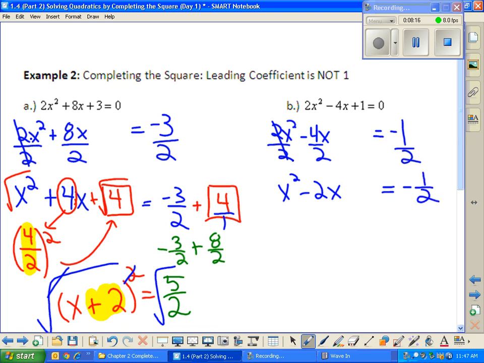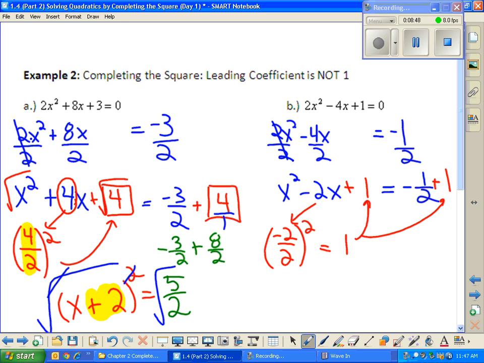And now it looks like one of the problems that I did last night. So I'm going to take my b over 2 and square it up to figure out what number goes in this blank right here. So I'm going to add something onto both sides. Again, we have a formula for that. So I'm going to take negative 2, divide it by 2, and square it. Negative 2 divided by 2 is negative 1. 1 squared is 1. So that's 1. And it went right in there.